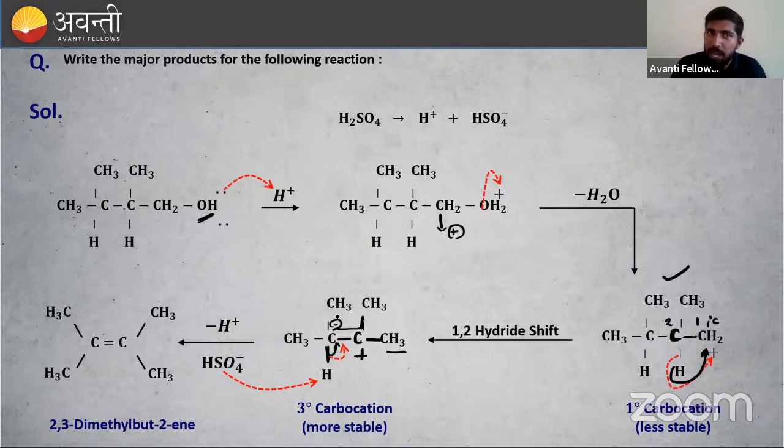Why? If a carbocation is formed, then there is a possibility for rearrangement. So it is better to write the mechanism. After becoming an expert, you can write it directly.